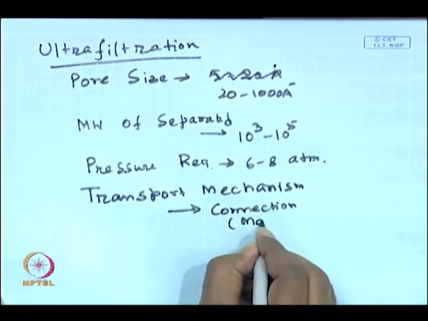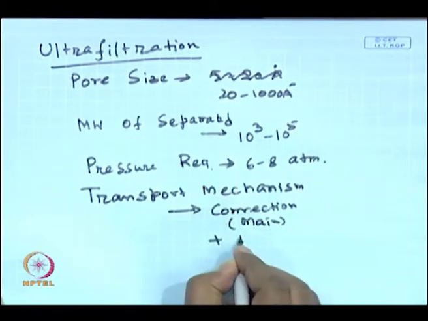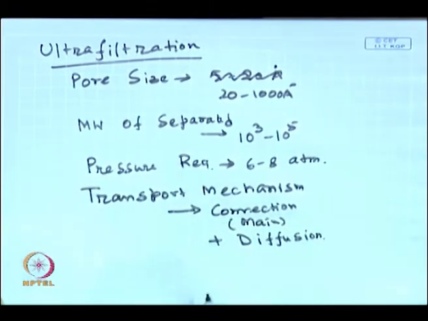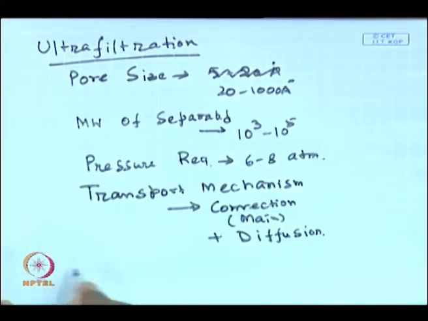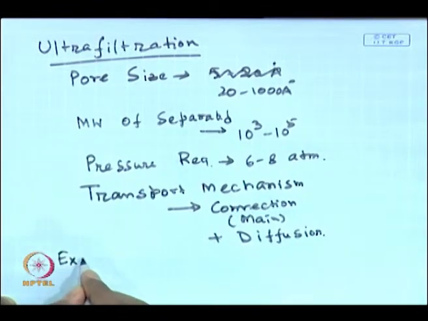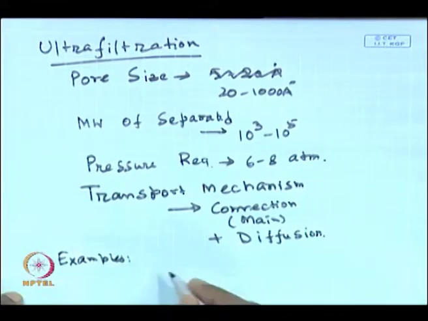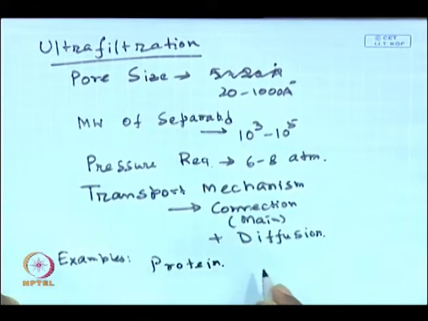This is mainly diffusion. Okay. So, it has a wide variety of applications and examples. For example, one can have the separation of high molecular weight protein. The membrane can be utilized for separation or purification or fractionation. All the purposes can be served.